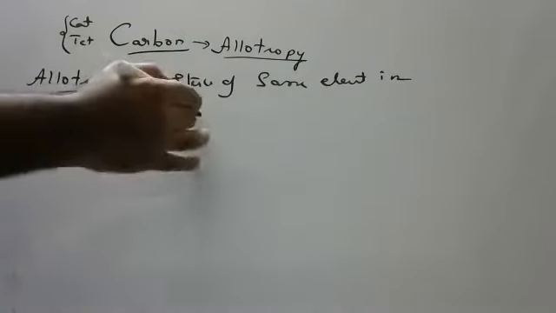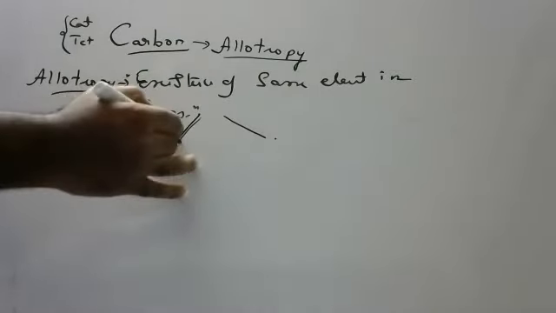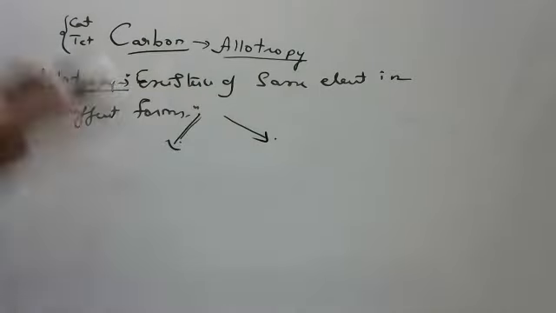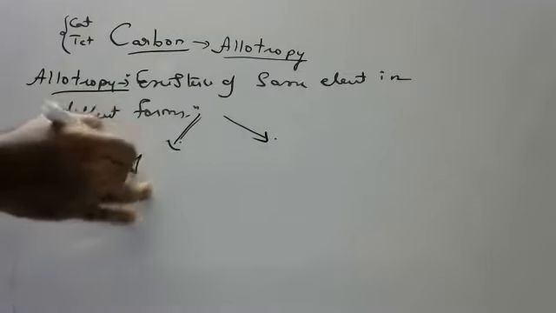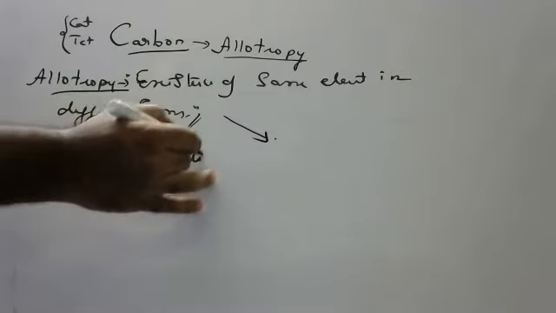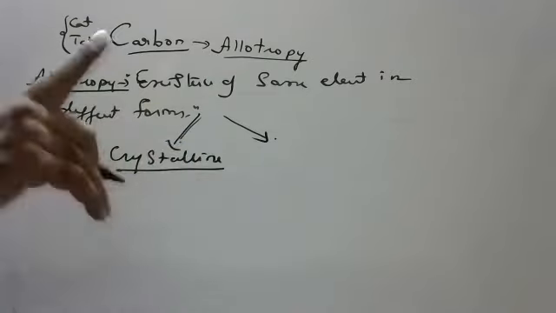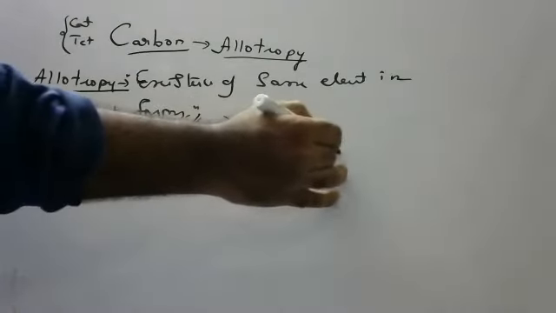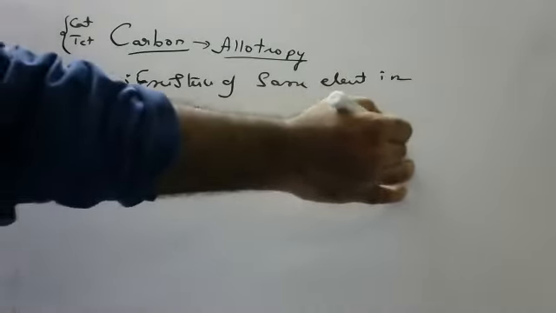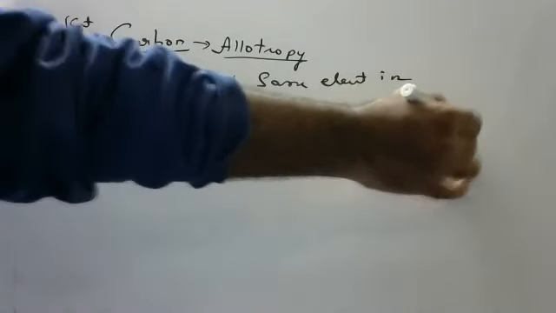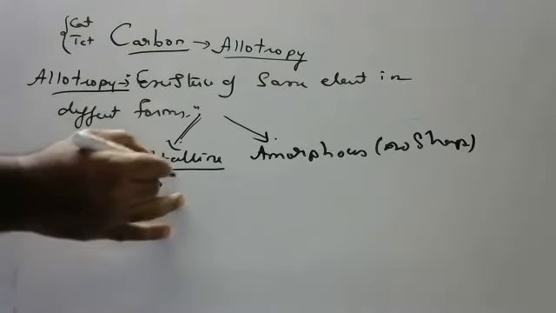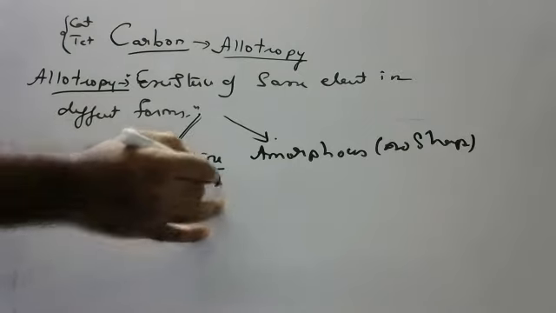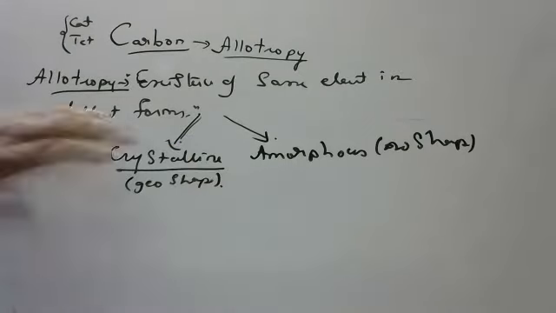The carbon allotropes, the existence of the same element in different forms, are of two forms. One is crystalline form. Crystalline means they have some geometrical shape. Another one is amorphous. They don't have any shape. Amorphous means no shape, and here they have some geometrical shape. They have shape, here no shape.